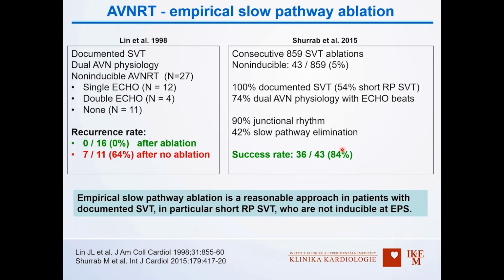What to do when AVNRT is non-inducible despite many attempts? There are 2 studies indicating that such patients might be eligible for empirical slow pathway ablation if SVT is nicely documented, particularly with a short RP interval. And if there is also documented dual AV nodal physiology with echo beats, it is another clue for eligibility for empirical AV slow pathway ablation.